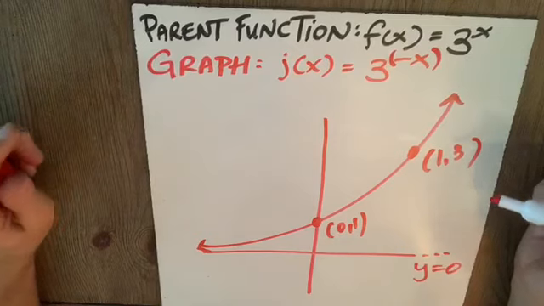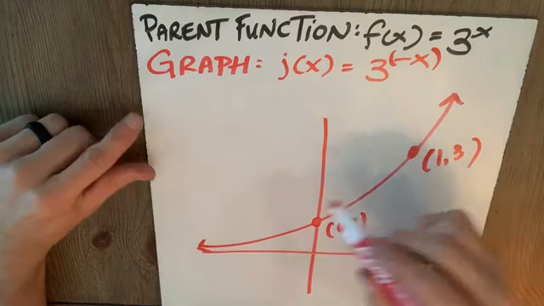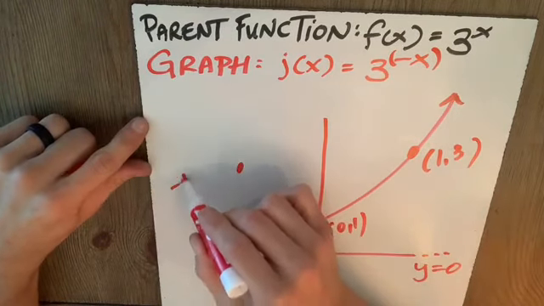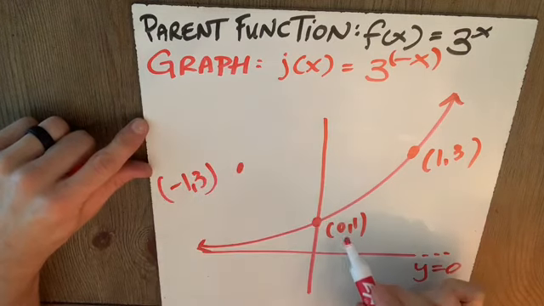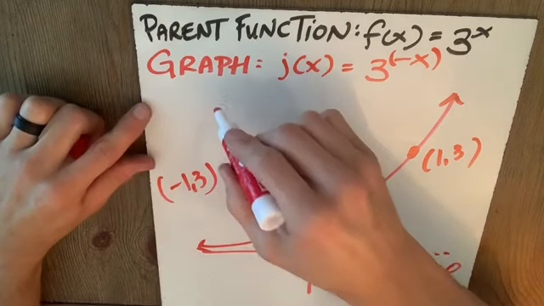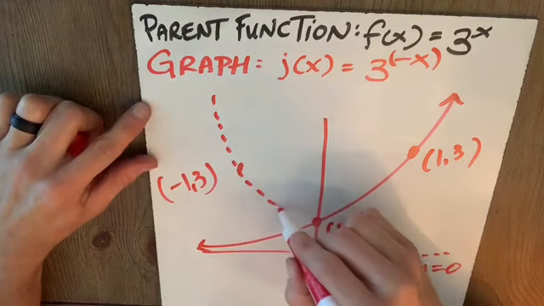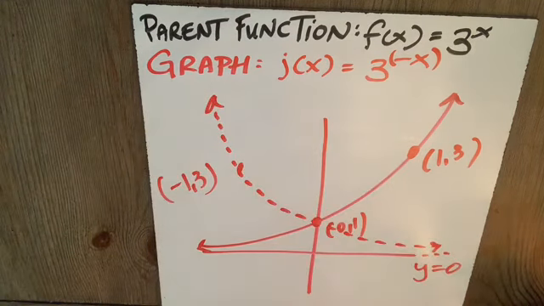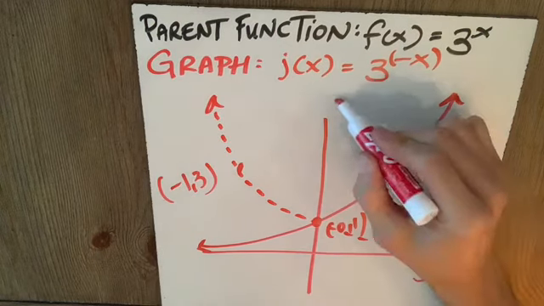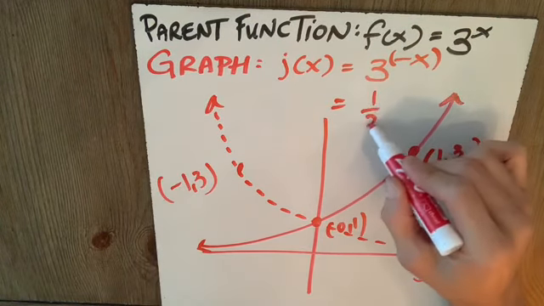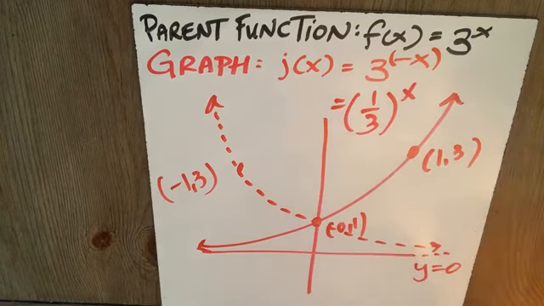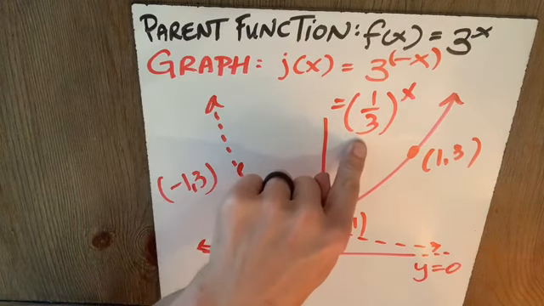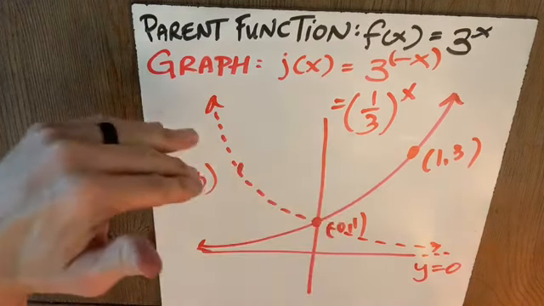So I'm going to take the opposite of the x. 1, 3 becomes negative 1, 3. And 0, 1 stays 0, 1. So our graph here that I'm doing dotted here will be this exponential decay. But we already knew this, that this would be the same as 1/3 to the x for reasons we talked about in another video, which of course puts our base positive, but between 0 and 1, so that's exponential decay.